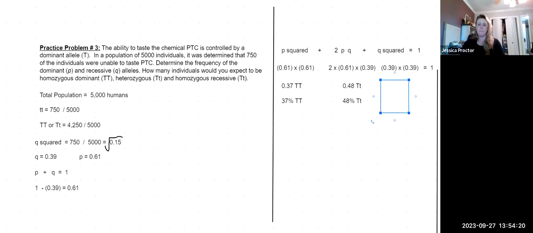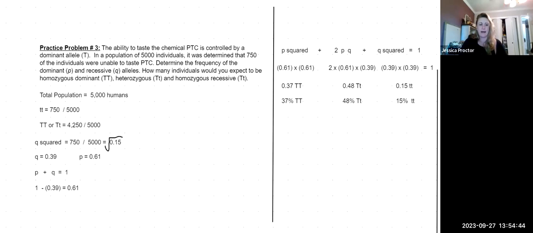Okay, now if we want to know number of individuals, all we need to do is take the frequency and multiply it by the total number of individuals in that breeding population. So if we want to know how many individuals are homozygous dominant, how many humans, we simply take 0.37, and then we're going to multiply it by the total in the population, which is 5,000.